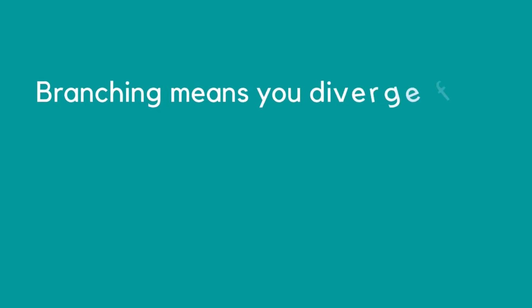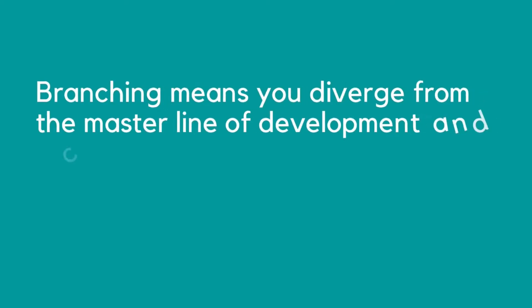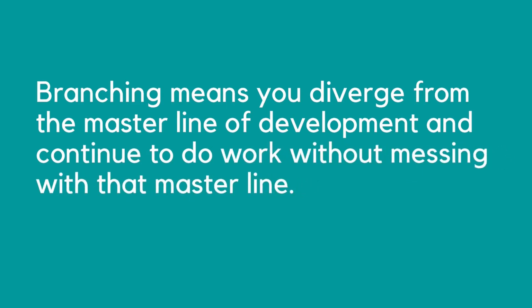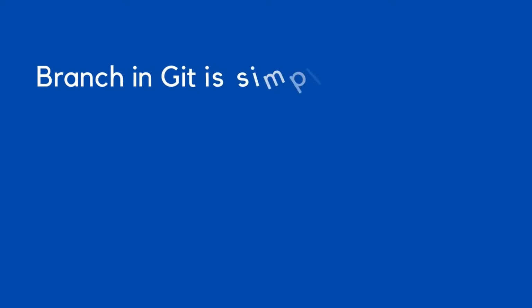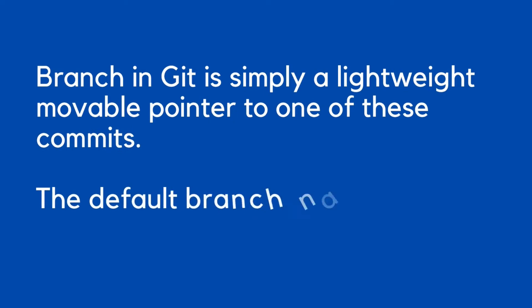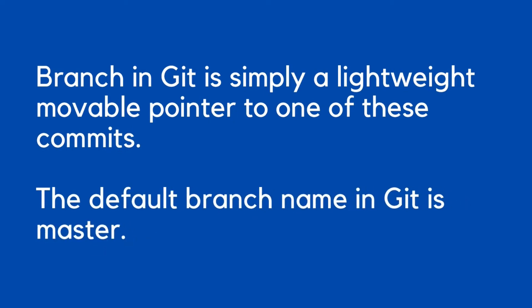Branching means you can diverge from the master line of development and then continue the work without messing with that master line. And when we see the definition, a branch in Git is simply a lightweight movable pointer to one of these commits. So the default branch of Git is master. Whenever you clone any repository or initialize your local repository, it will give you a default branch, that is master, and there's nothing special in that, it's just a default one that Git provides to you.